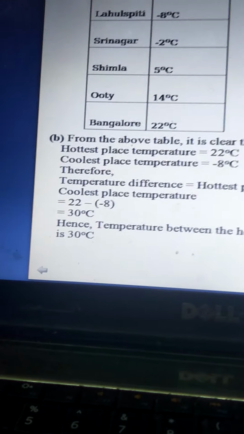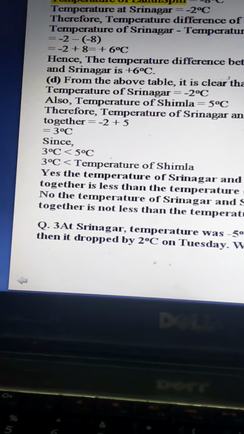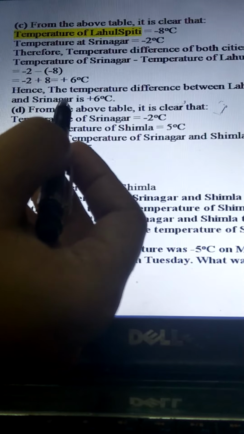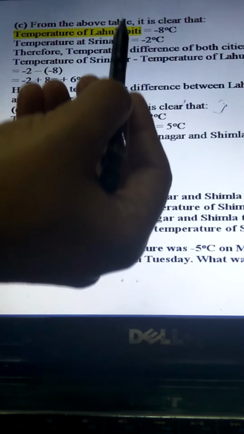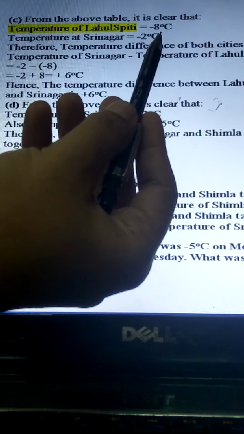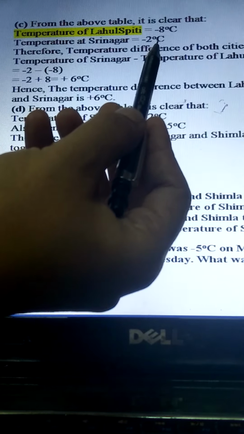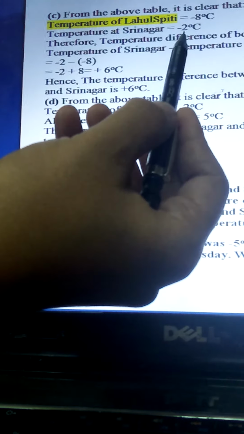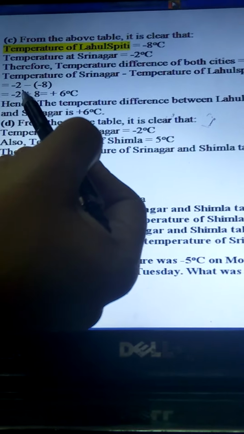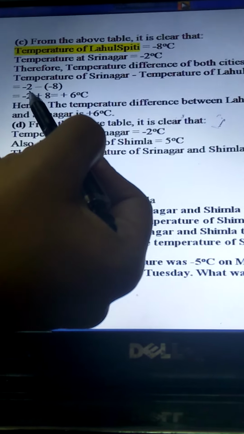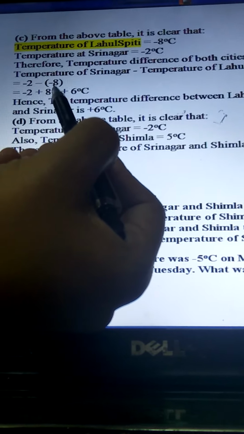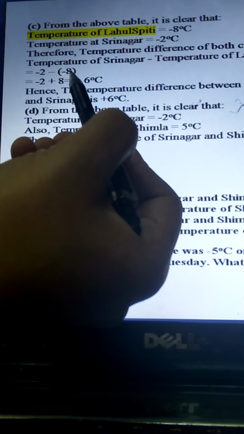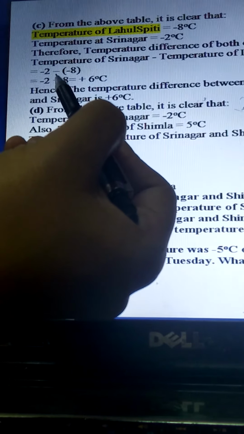Now next students, in the C part we have to tell what is the temperature difference between Lahaul Spiti and Srinagar. So what is the temperature of Lahaul Spiti? It is minus 8 degrees Celsius. And what is the temperature of Srinagar? It is minus 2 degrees Celsius. So which is bigger out of two? Minus 2 degrees Celsius. So we'll be writing minus 2 degrees Celsius first of all, because we'll be writing the greater one first and the smallest one afterwards, because we have to subtract. So it will be minus 2 minus minus 8, because we have to find the difference. So we'll be writing minus in between.